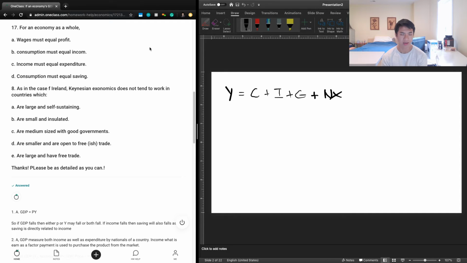We can take a look at the other answer choices. A says wages must equal profit. Again, that is not necessarily the case. You can have profit that is reinvested into the company rather than paid off as wages, so that's not going to be the case. So A is not going to be the right answer. B says consumption must equal income. Again, we see right here that consumption and income are both separate.